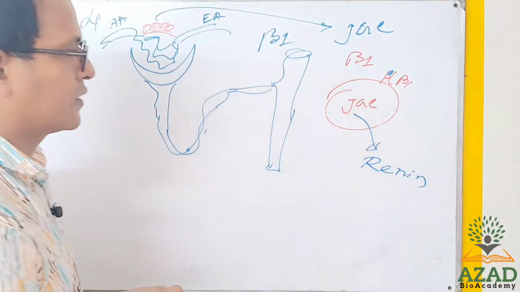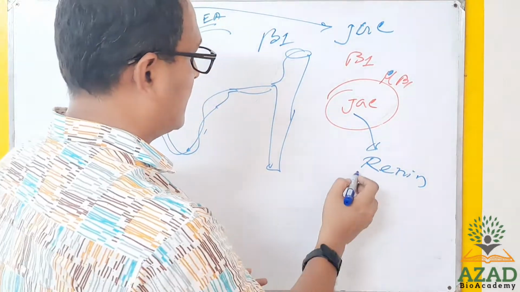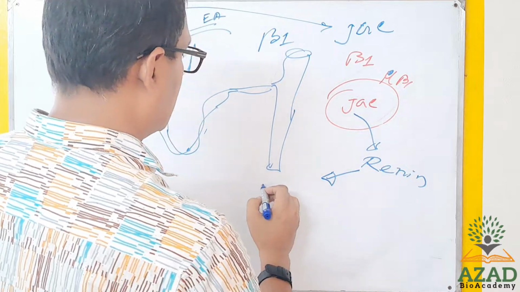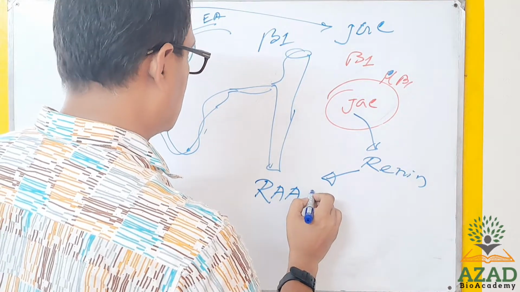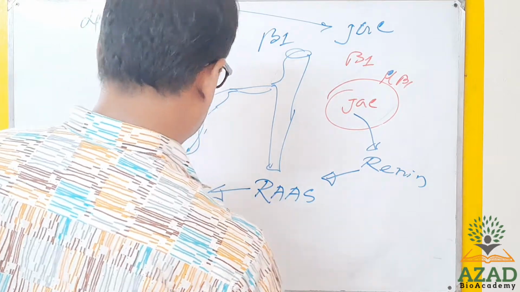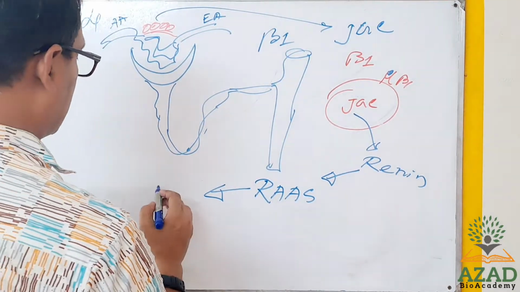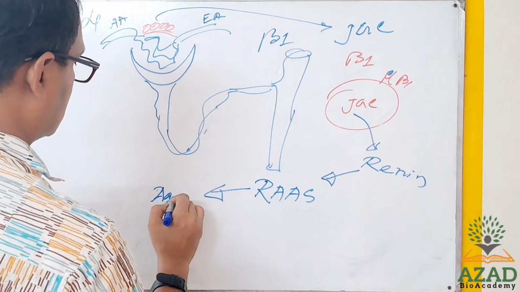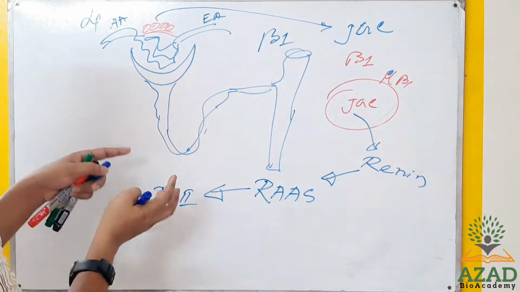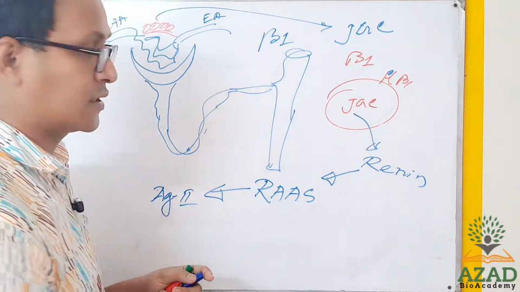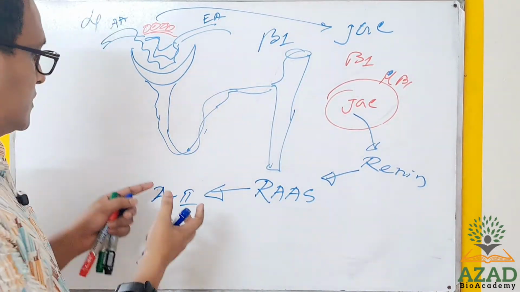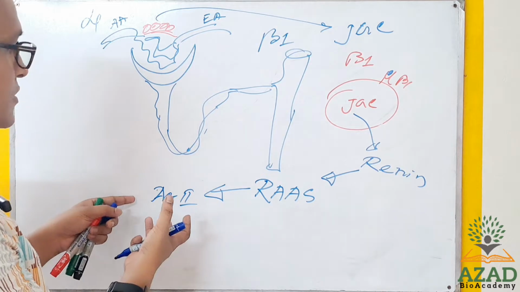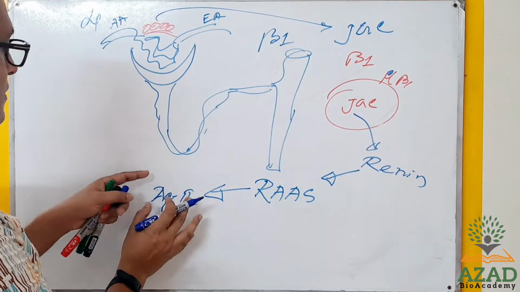Okay, and what is the function of renin? That renin will activate the renin-angiotensin-aldosterone system. Then what will happen? It will produce a biologically active compound, angiotensin 2. This is a very strong vasoconstrictor, stronger than adrenaline, and that has several roles.